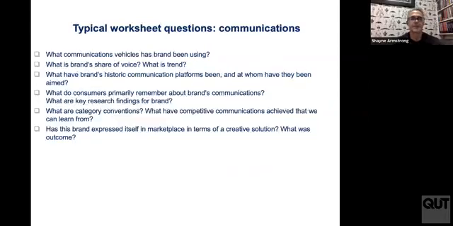All right, so typical worksheet communications. What communications vehicles or marcoms has the brand been using up to this point? What's its share of voice? What's the trend heading towards? Is it worth using traditional television advertising, or should we be looking at digital or ambient or something like that? What have our past campaigns involved?